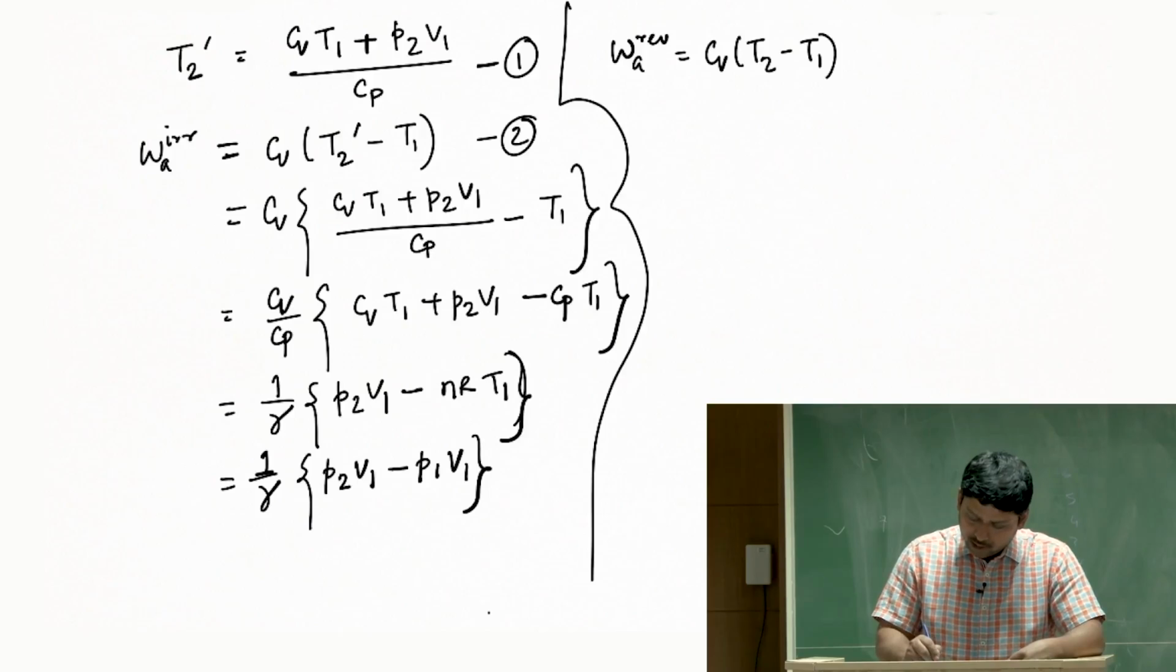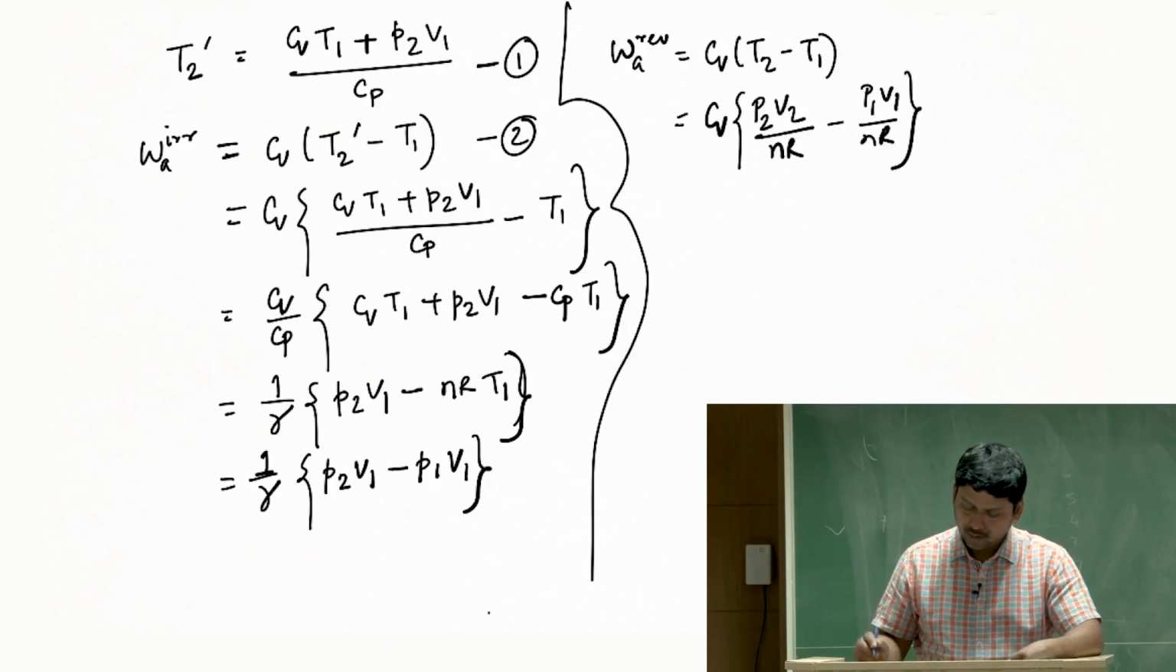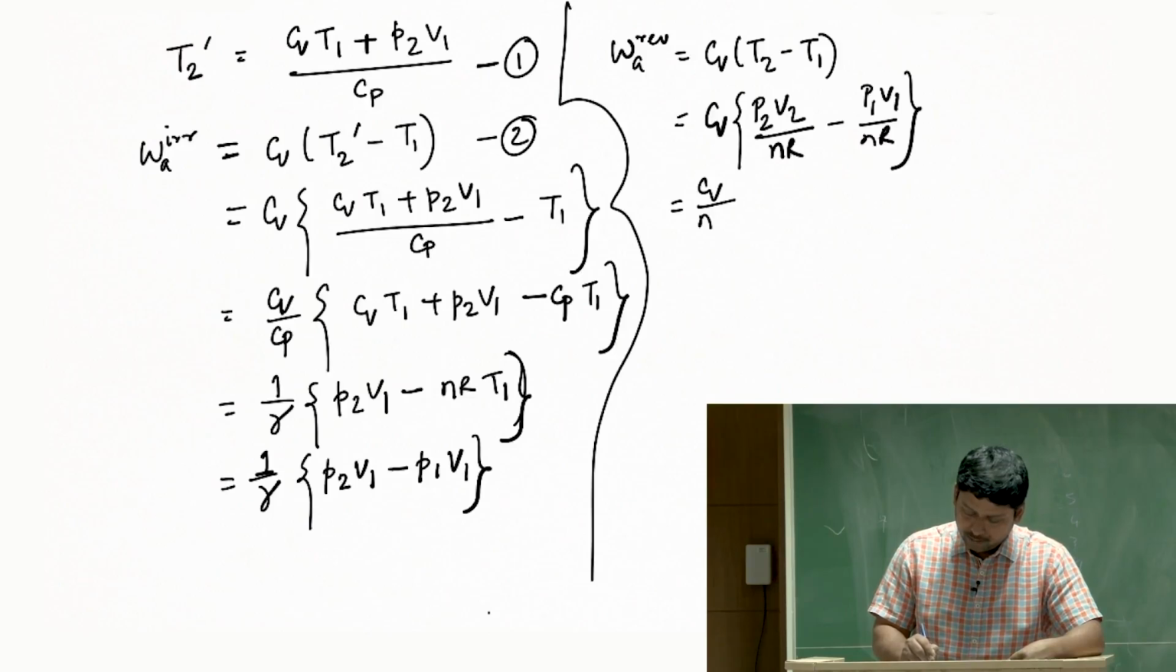Now, Cv (T2 minus T1), we can say that T2 is, again we can use the ideal gas equation of state and write T2 as P2V2 by nR minus P1V1 by nR. You know PV equals nRT, right. Now, nR I can take out and write Cv by nR times (P2V2 minus P1V1). Now, what is Cv by nR?